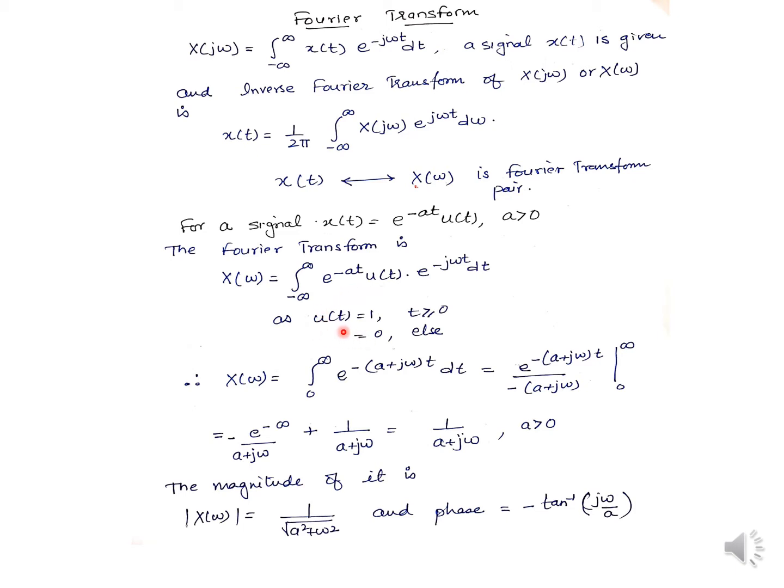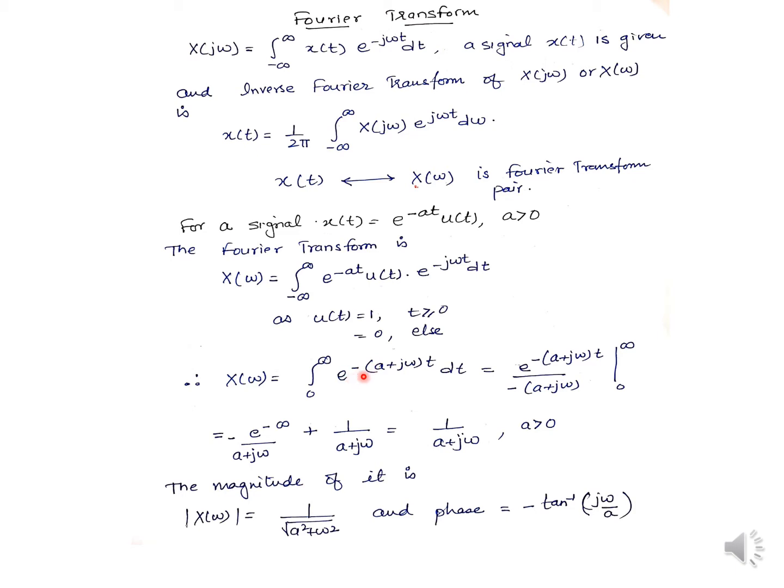As we know that ut is a signal which is known as unit step function, so it is defined as 1 for t greater than equals to 0 and remaining equals to 0. So if you see, basically we can say that there are three signals here: e raised to the power minus at, ut, and e raised to the power minus j omega t. So this ut is deciding the limits of the integration, which is from 0 to infinite. T greater than equals to 0 means from 0 to infinite. So X omega will be equals to the integral from 0 to infinite.